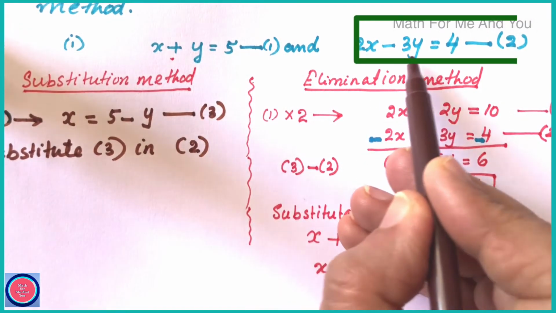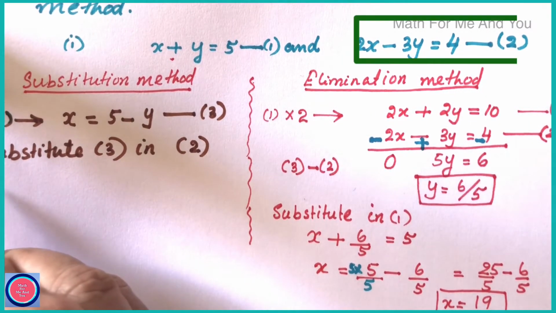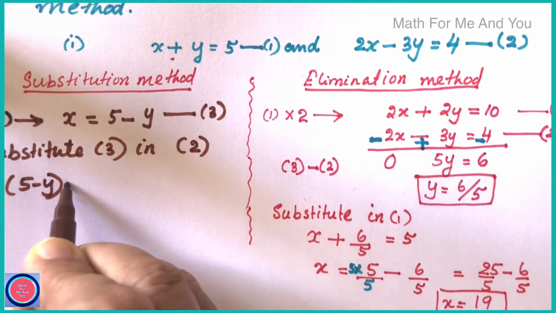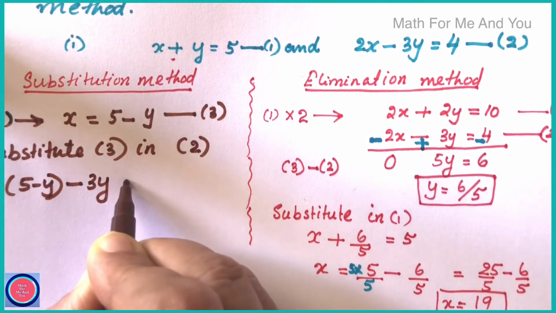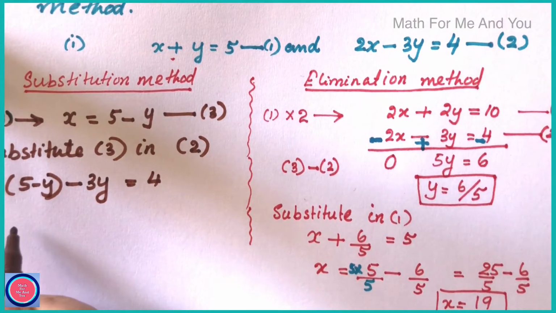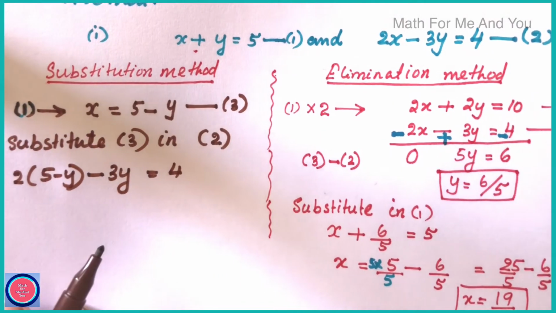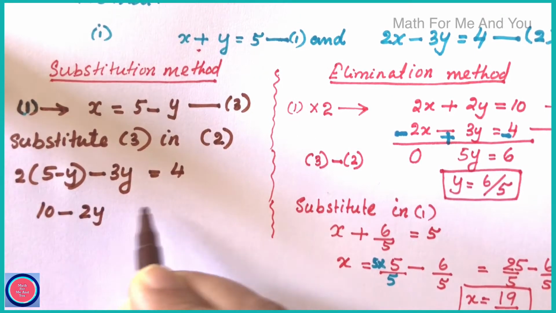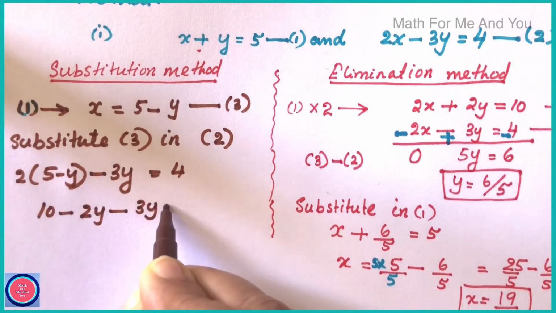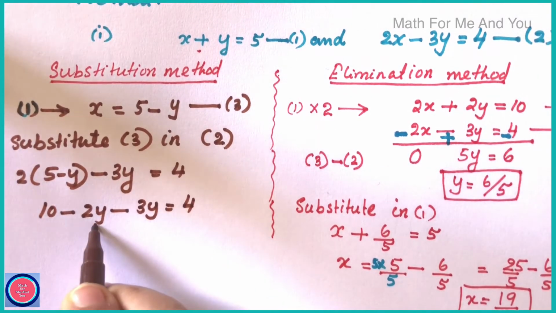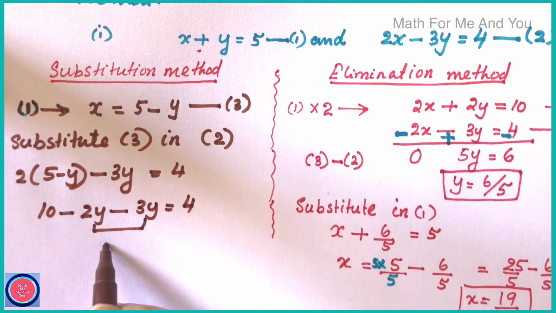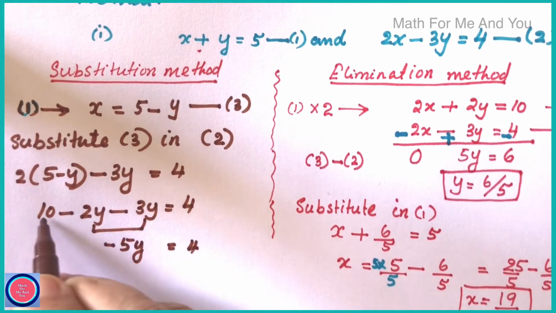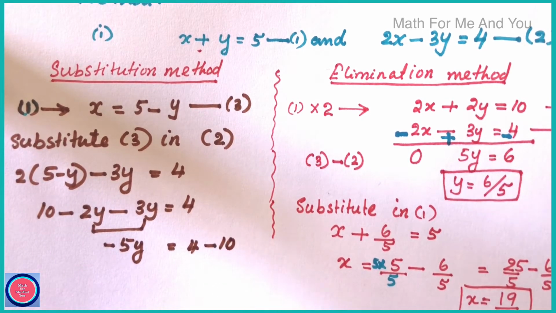Equation number 2 is 2x minus 3y equals 4. There, in place of x, we substitute the new value in terms of y, that is 5 minus y. So we get 2 times (5 minus y) minus 3y equals 4. Remove the bracket. 10 minus 2y minus 3y equals 4. The equation now has one variable. Combine the variables. Minus 2y minus 3y becomes minus 5y, and collect the numbers on one side. 4 minus 10, it is minus 6.